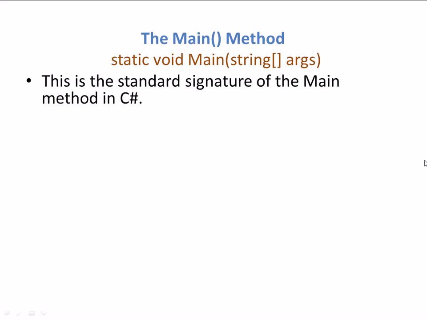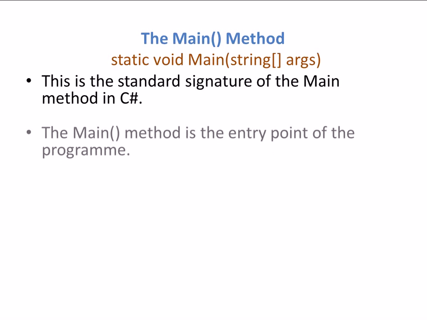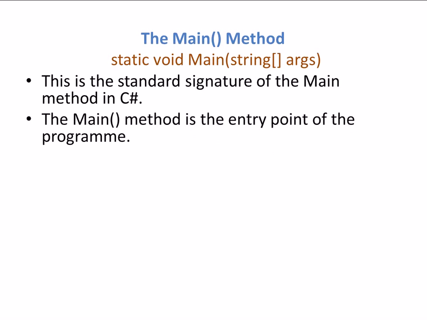The main method. This is how we define the main method. This is the standard signature of the main method in C#. The main method is the entry point of the program. That is, C# starts its execution from the first line of the main method and terminates with the termination of the main method.